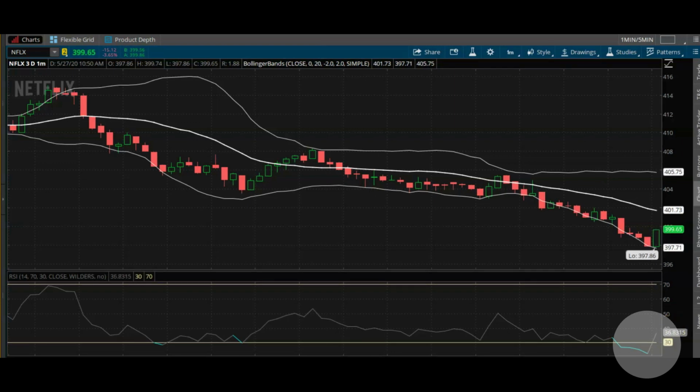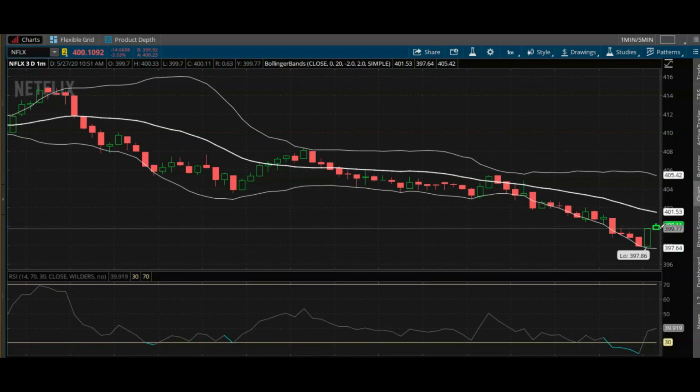So at this point would be a good point at which we would now go to purchase our securities, believing that price action will head towards the top of the Bollinger, where we're going to take profit.